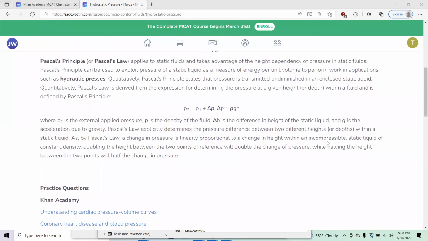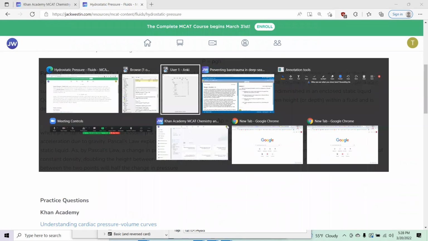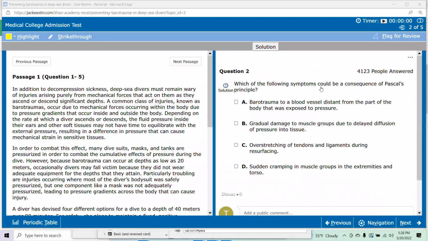And all of this. So the thing is this is like an equation, right? But the question seems more conceptual because they're not asking really about equations or anything, right? So let's try and think this through. Which of the following symptoms could be a consequence of Pascal's principle? A. Barotrauma to a blood vessel distant from the part of the body that was exposed to pressure. So what was barotrauma? A common class of injuries, known as barotraumas, occur due to mechanical forces within the body due to pressure gradients that occur inside and outside the body.